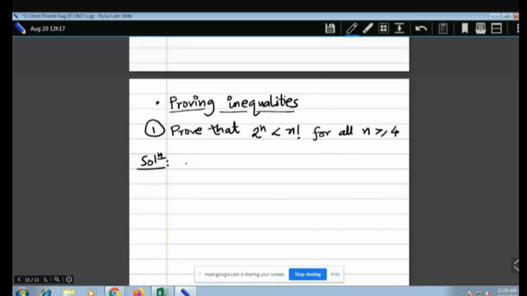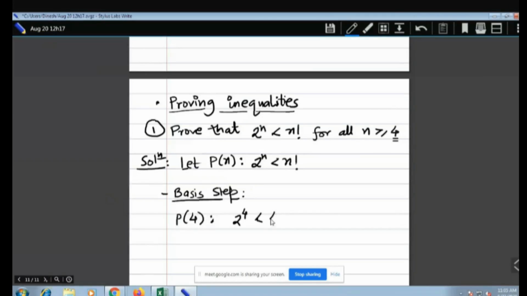Let us say that first of all, let p of n is nothing but 2 raised to n less than n factorial. Okay. So what is the basis step? So the basis step is, now n greater than or equal to 4. So the basis step should be 4. Okay. So p of 4 is 2 raised to 4 less than 4 factorial, which is nothing but 2 raised to 4. How much? It is 16 less than 4 factorial.